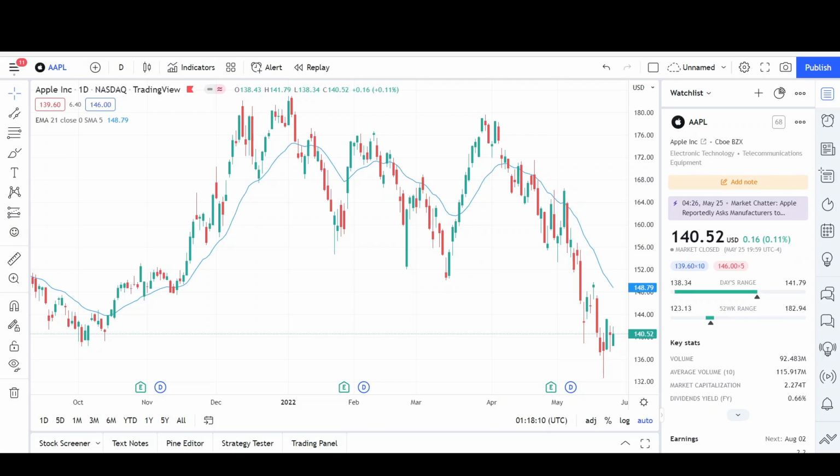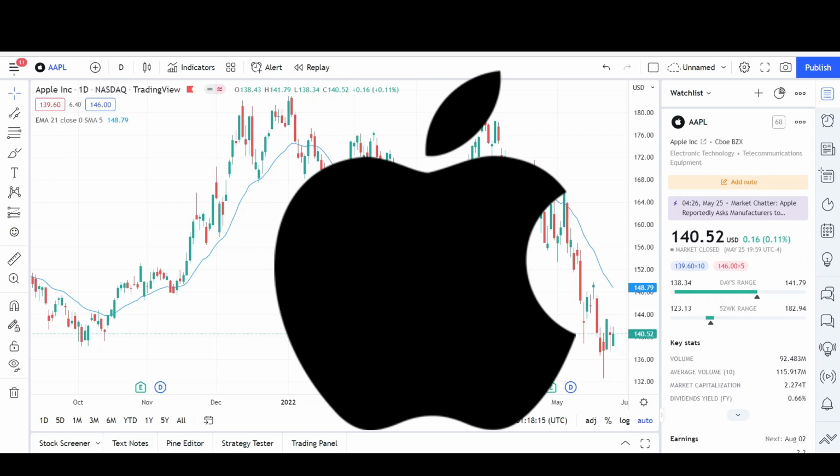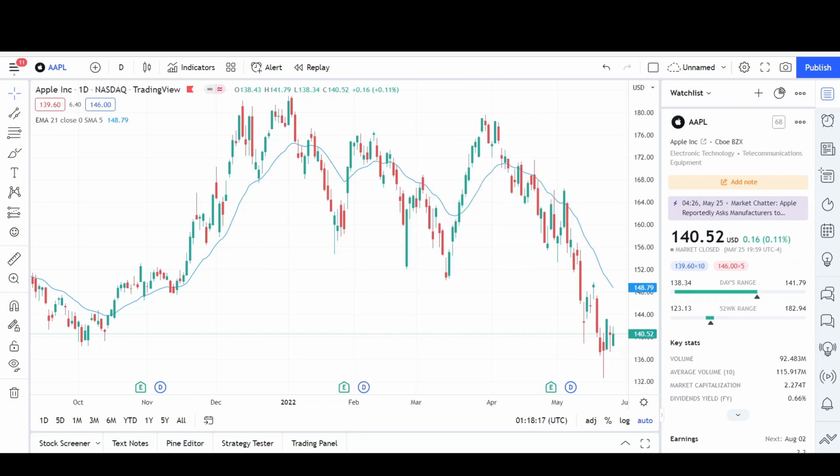What's up, traders? This is Vee Trades, and today I'll be doing a technical analysis breakdown for Apple with the ticker symbol AAPL.